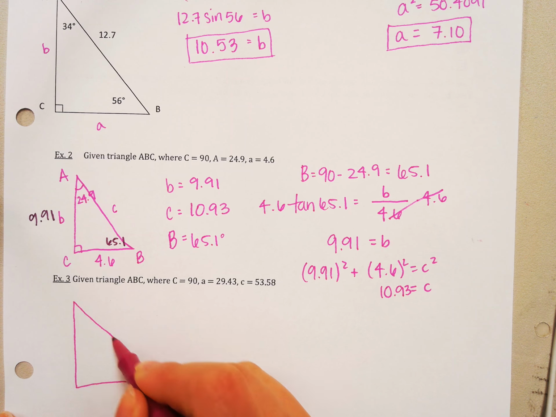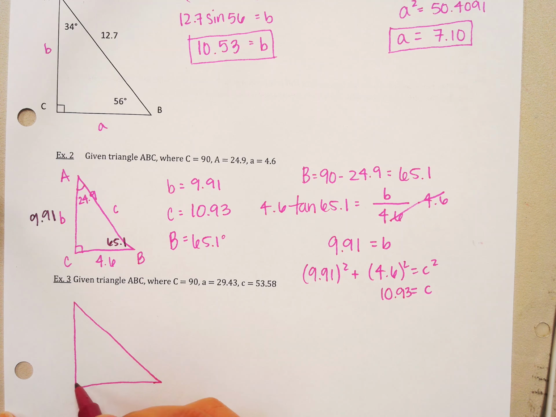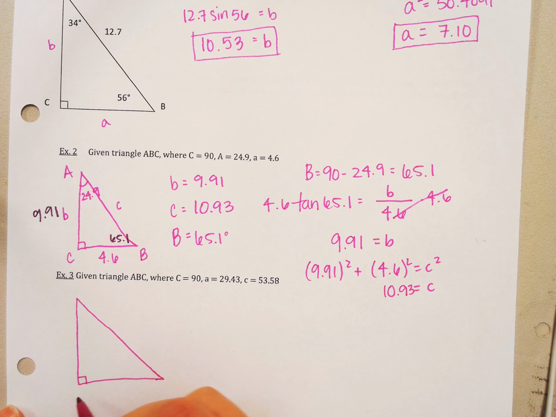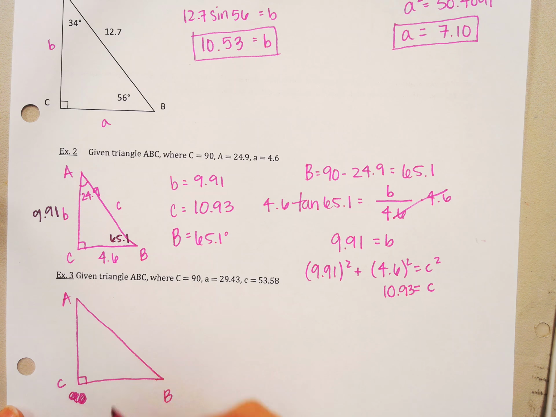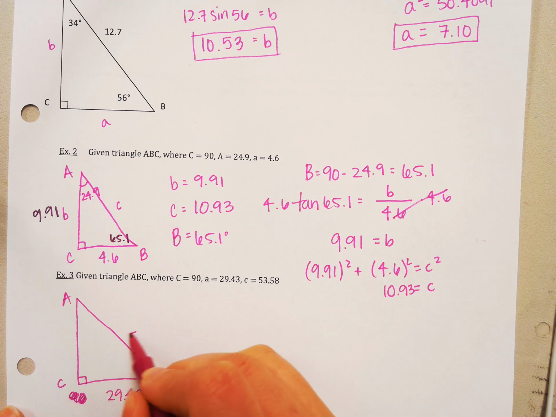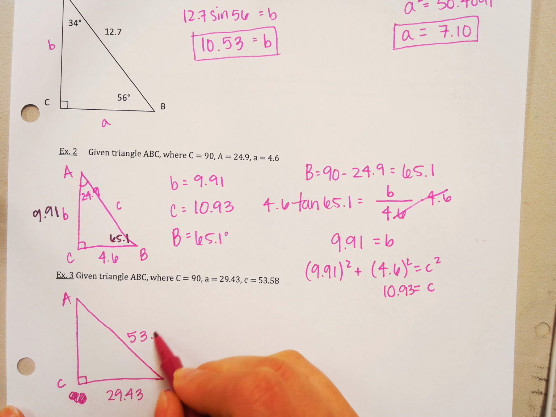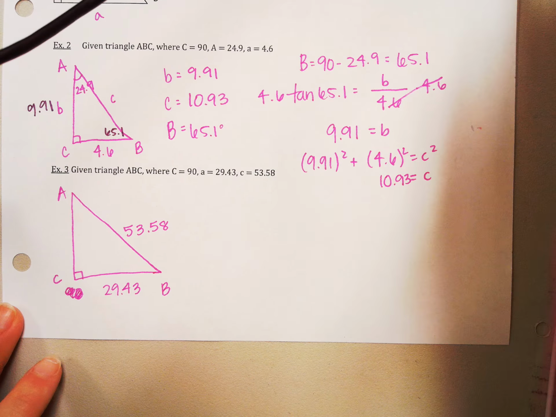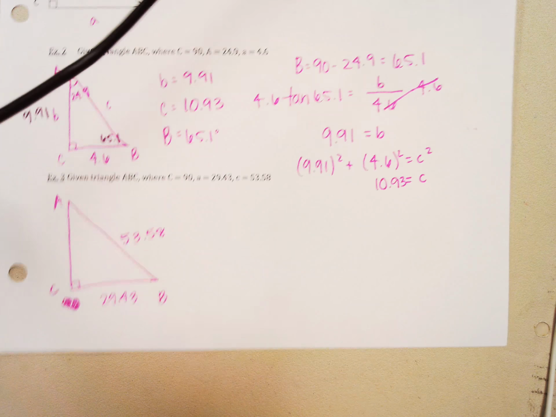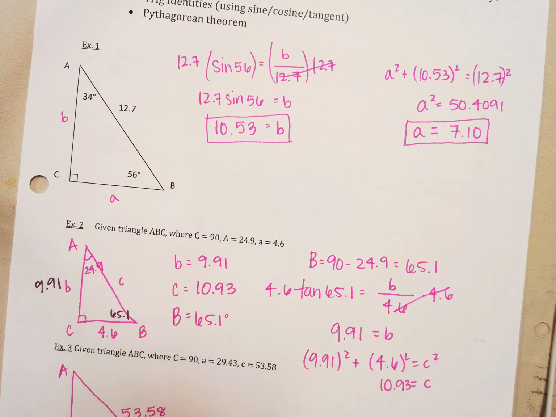And you can actually pause it and try to set this one up too. See what you get. Oops. I need to label that as C. A and B. A value is 29.43. C value is 53.58.